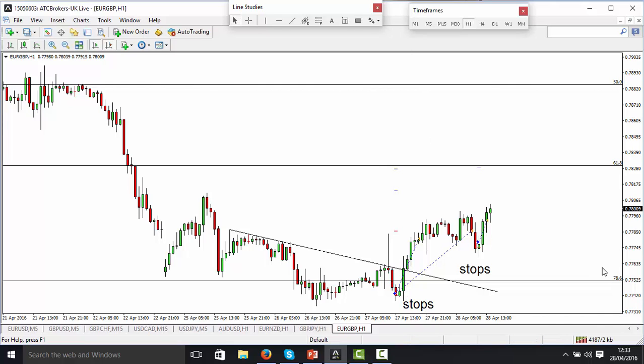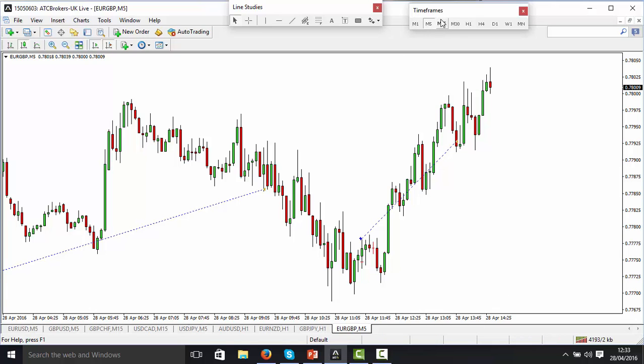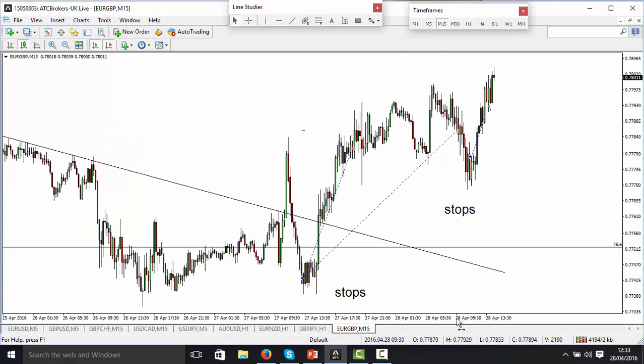So we've got the 78.6 fib, we've had a reaction off it, and now we've come back down and the market's generated some stops. So how do you find the stops? Well, very simple. Jump down to the 15-minute time frame, and if you saw the pound Swiss video I put out yesterday, stops are generated by levels. So if you can see here, we've got a level there.